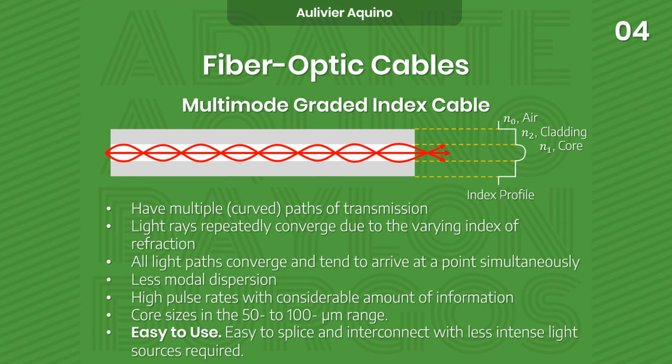The next type of fiber optic cables is multimode graded index cable. The light rays have multiple curved paths of transmission. The light rays repeatedly converge due to the varying index of refraction. All light paths converge and tend to arrive at a point simultaneously. It has less modal dispersion. It also has high pulse rate with considerable amount of information. The core sizes are typically in the 50 to 100 micrometer range. It is easy to use, easy to splice and interconnect with less intense light sources required.